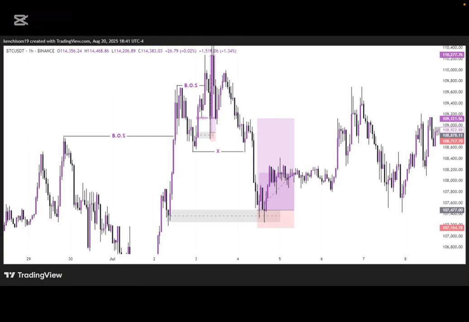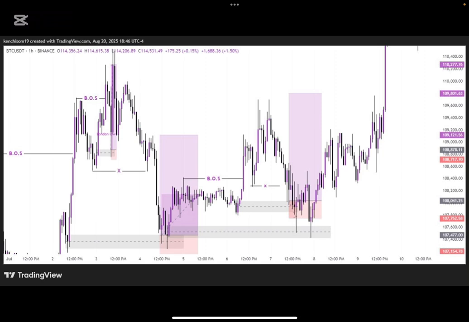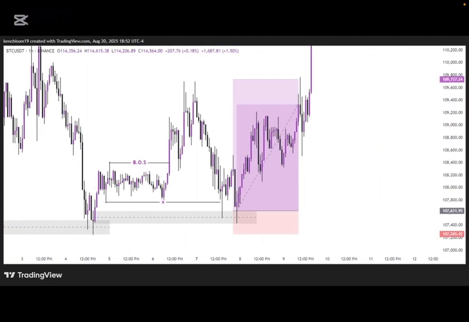The next one too, this one too, you can see I marked out only the body of the candlestick, and as you can see, the market went straight to my entry. Even this one, I marked out only the body. So for this sniper entry, you have to be marking out only the body.